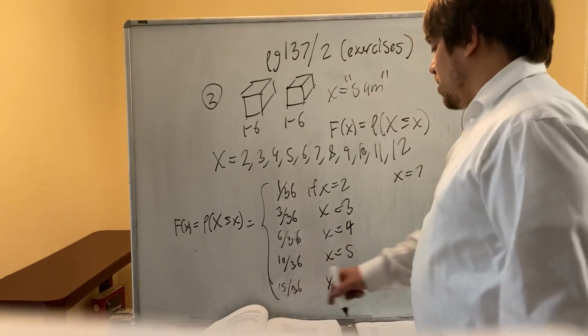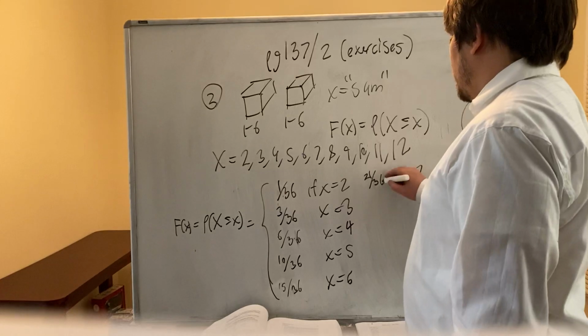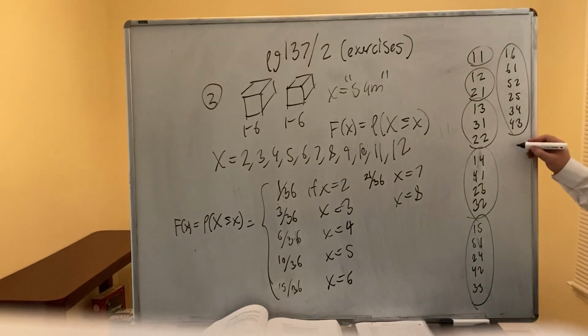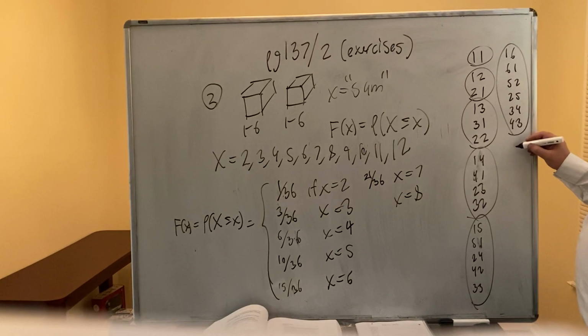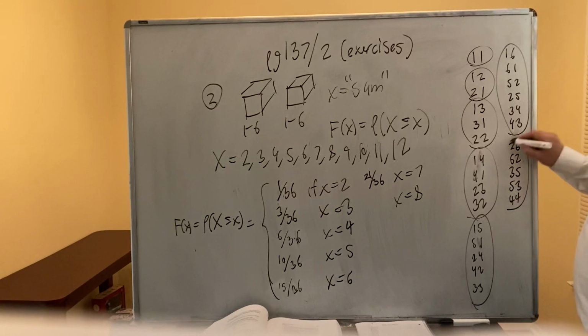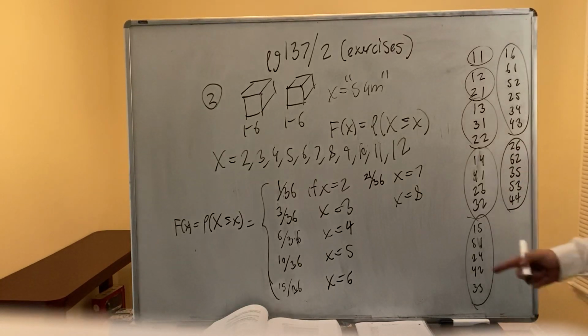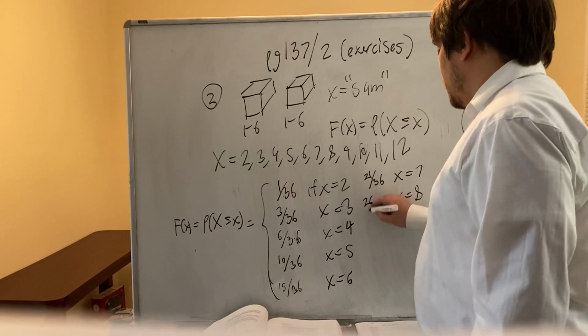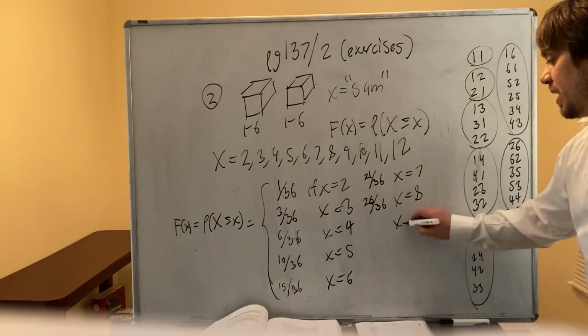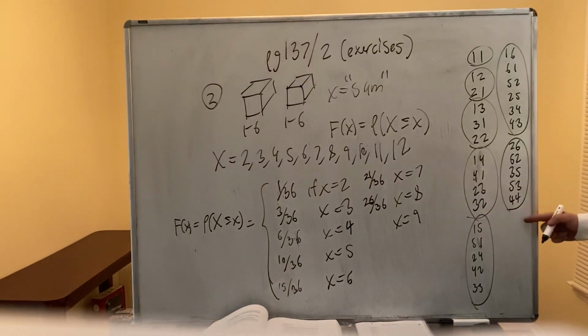So adding 6/36 more, you get 21 over 36 if x is 7. If x is 8, we can add sums of 8. 1 and 6 doesn't work, so 2 and 6 does. So 2, 6, 6, 2, 3, 5, 5, 3, and 4, 4. So now we add another 5 over 36. That's 26 over 36. Now for a sum of 9, we have sums of 9.